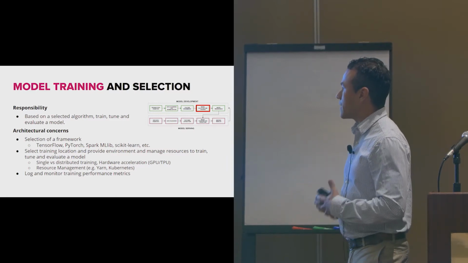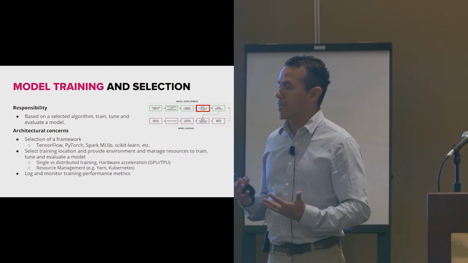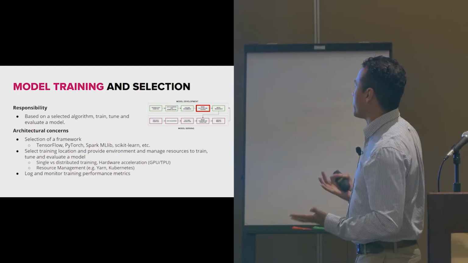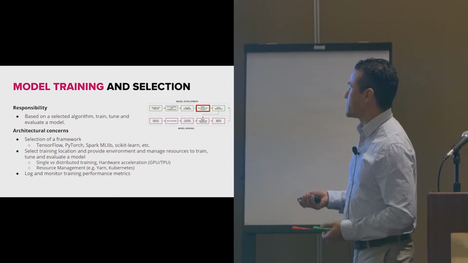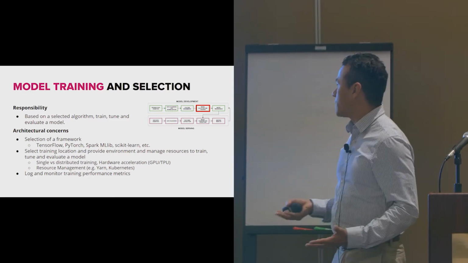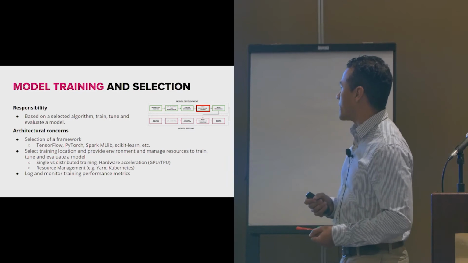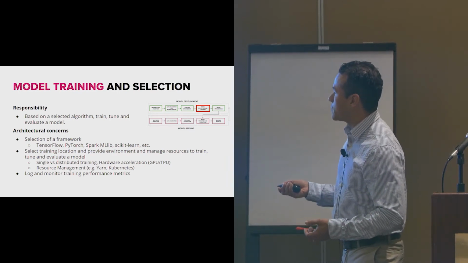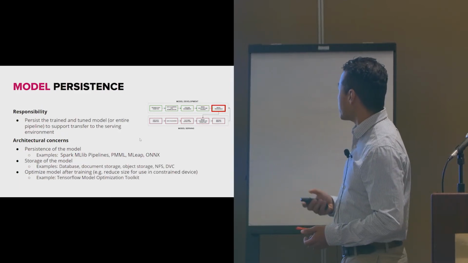Other important decisions are selecting where the training will take place, because if you have sensitive data, maybe you don't want to send that data to the cloud, and you need to provide an environment and manage resources to train, tune, and evaluate the model. Some of the decisions may be whether you train on a single machine or in a distributed environment, whether you use hardware acceleration or not, and which tools to use for resource management. We also need to log and monitor training performance metrics.